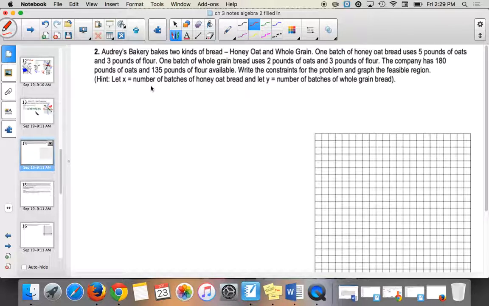One batch of honey oat, so I don't know how many loaves of bread are in a batch, but one batch of honey oat bread uses 5 pounds of oats and 3 pounds of flour. But one batch of whole grain bread uses 2 pounds of oats and 3 pounds of flour. The company has a total of 180 pounds of oats and 135 pounds of flour available.